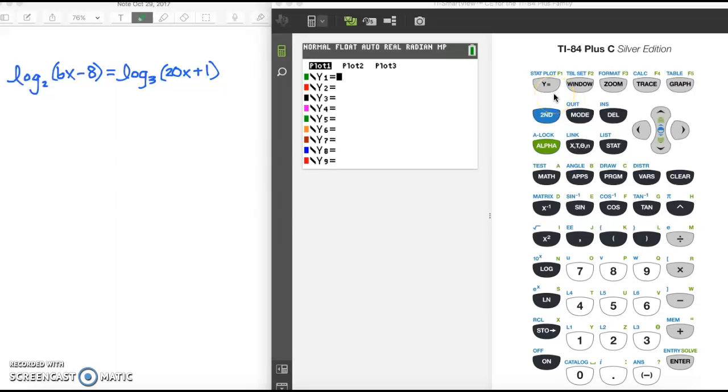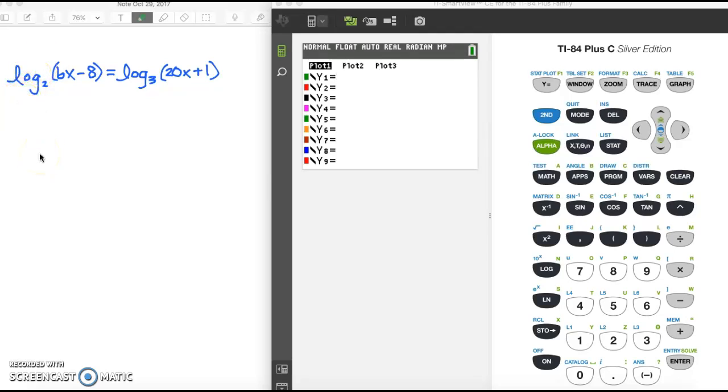Hey guys, this time we're going to solve this equation. Log base 2 of 6x minus 8 equals log base 3 of 20x plus 1. If you notice, I cannot cancel out these logs because they do not have the same base. This one has a base of 2, this one has a base of 3. So we can't get a common base in order to cancel these out.